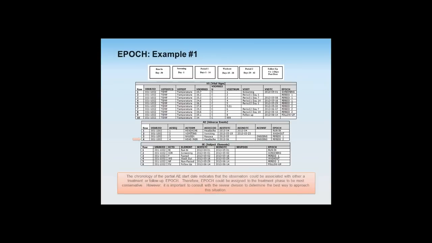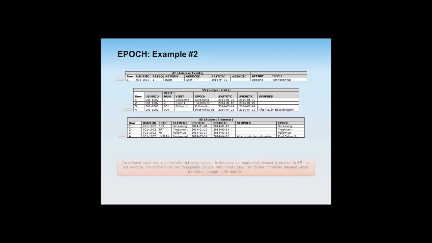In a similar situation here, we have an AE start in June, and that one could be either period 2 or follow-up, and we've decided to go with period 2. The next example is pretty simple. It's basically showing an adverse event which occurred after the follow-up period had ended. So if we look at the subject visits domain, follow-up ended on May 14th, but we have an AE reported with a start date of April 1st.